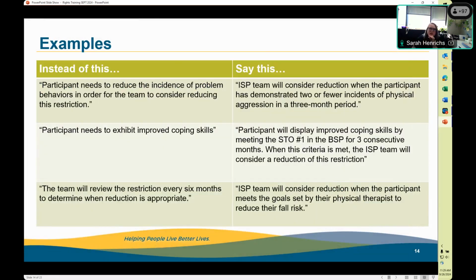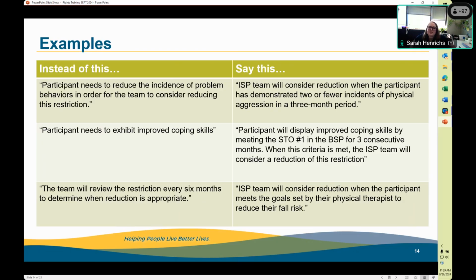All right, examples. These examples are anonymized, but for the most part, they are verbatim things that we have seen in actual ISPs. These aren't examples that I made up. So instead of saying participant needs to reduce the incidence of problem behaviors in order for the team to consider reducing this restriction, as we've talked about, what does reduce mean? What problem behaviors? For how long? If they go from 10 a month to 8 a month, that's reduced. It is not a long-term reduction and it is not a substantial reduction, but it is a reduction. Does that meet it? That's probably not what the team intended though.